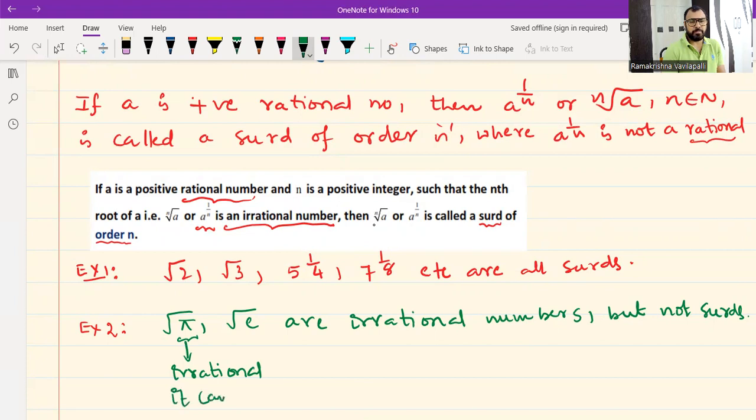It cannot be expressed as the nth root of a positive rational number.